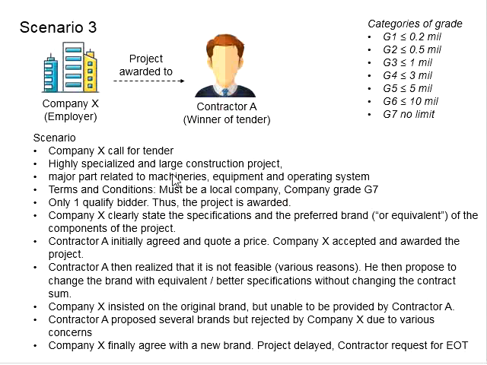In the tender, Company X clearly states the specifications and the preferred brand of the components of the project, especially for the major parts related to the core business of Company X. Within the specifications given, with the preferred brand, it also includes the term "or equivalent." That means it is possible for the contractor to propose another brand, which should be clearly indicated while submitting the tender application. In this case, Contractor A is the only bidder.